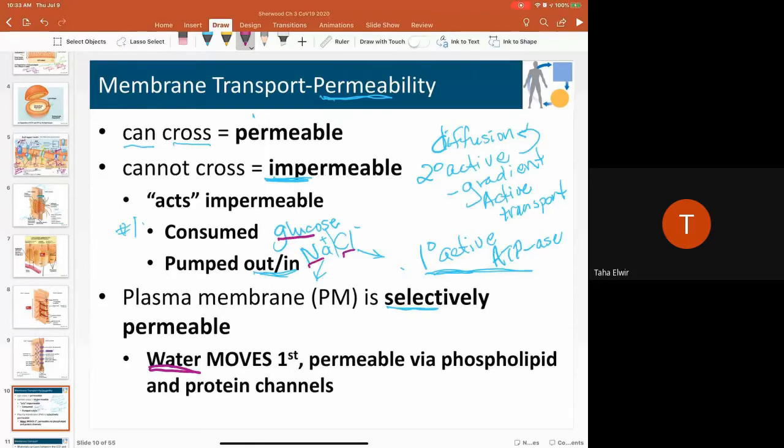Now, most cells can try and save their lives so they don't explode by moving solute out, so preventing water moving in. But if something is so permeable, like an alcohol, it goes in really quickly because it's in a high concentration, then water is going to follow and the cell is going to lose its battle and it's going to explode. So permeable via phospholipid, it has to be lipid-like. It has to be lipophilic.